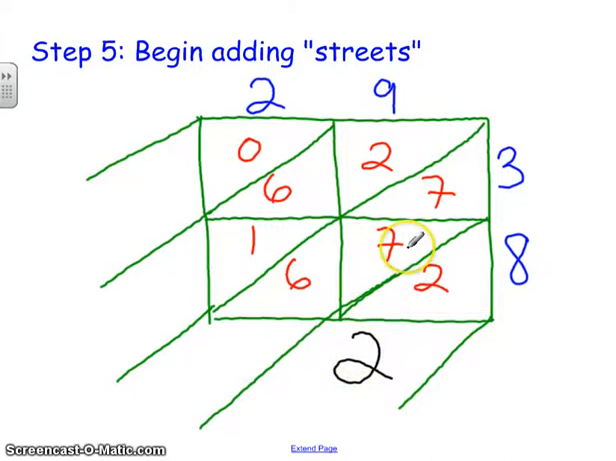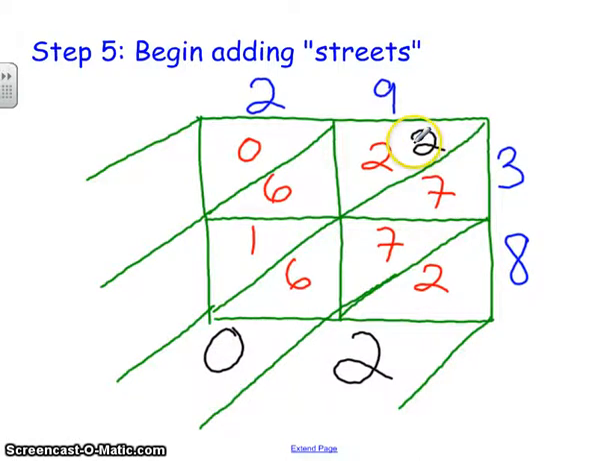We're going to go on to the next street, and we have 7 plus 7 is 14. And then 14 plus 6 is 20. So what we're going to do is we're going to write a 0 here and carry the 2 over here.